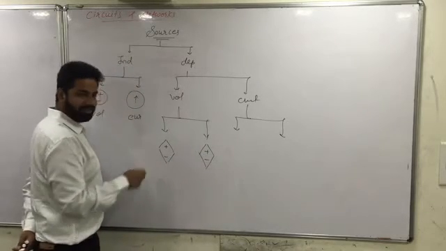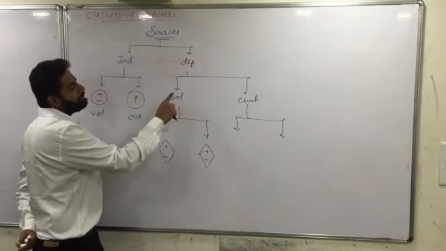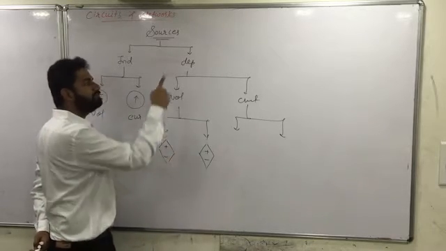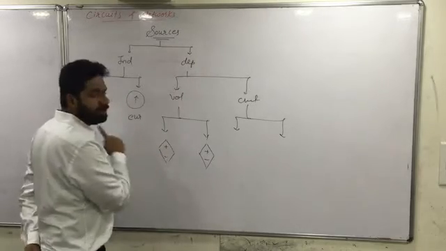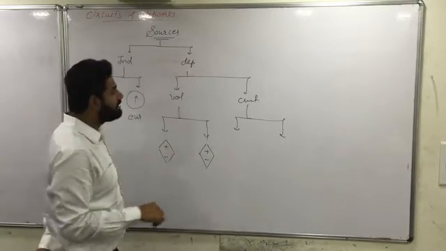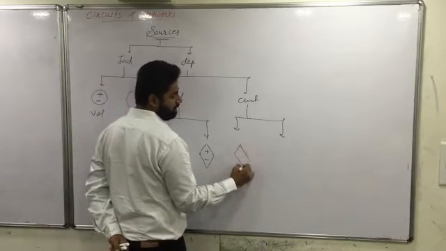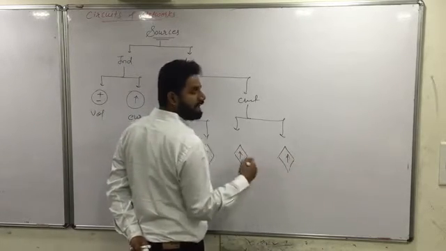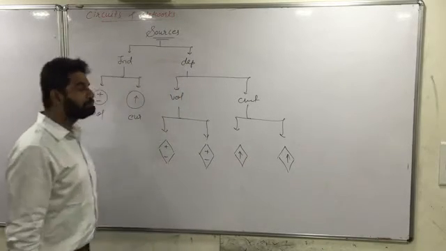So we can say that this is a voltage source. It's in a diamond, and hence we can understand it's a dependent voltage source. This is also a dependent voltage source, and a current source will obviously also be a diamond, with an arrow. So that's a current source.